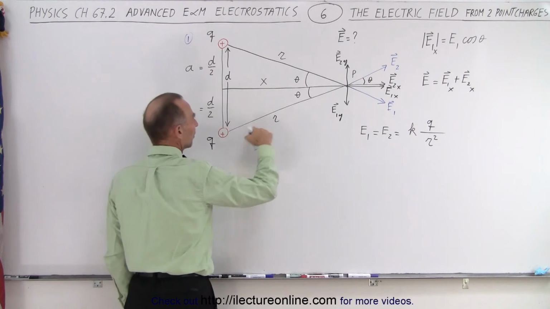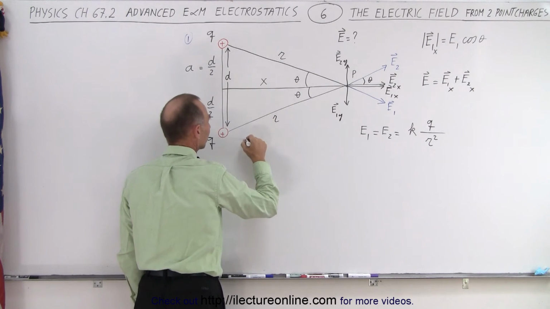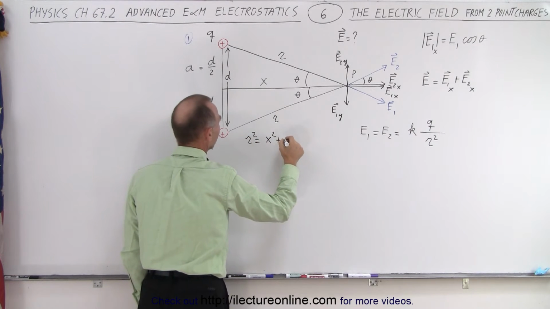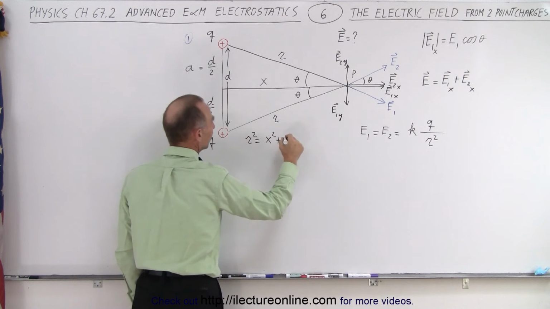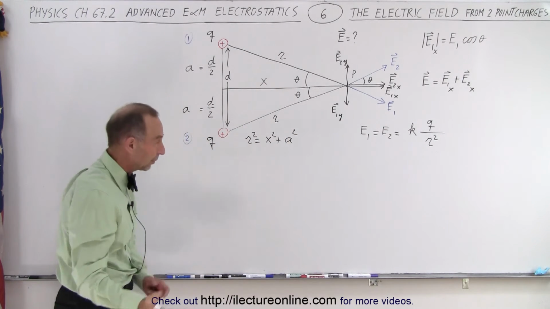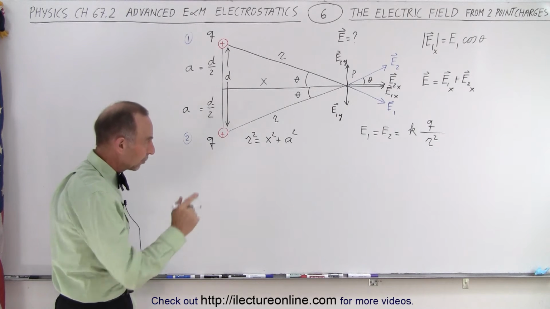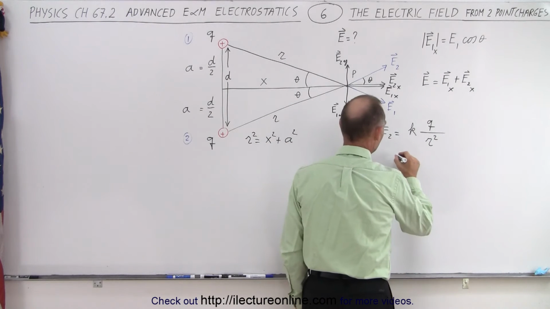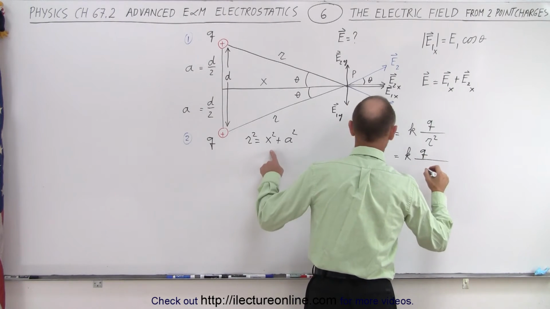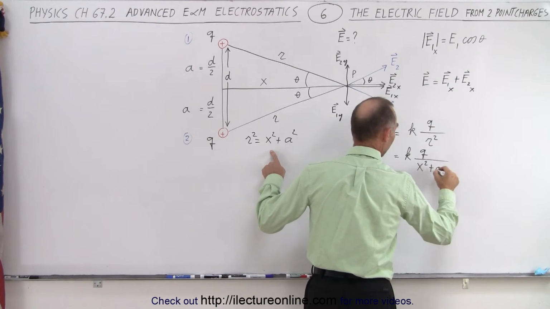R. Since that is the hypotenuse of this triangle, we can say that R squared is equal to x squared plus d over 2 squared, or simply a squared. So that's why I make those little substitutions. It makes it easier to write, and we'll substitute at the end. So we can plug that in here, and so that's equal to k times q divided by r squared, which is going to be x squared plus a squared.